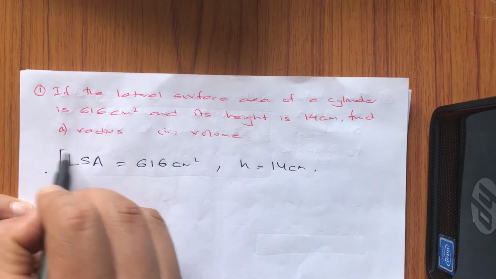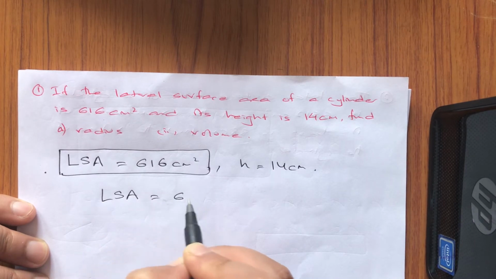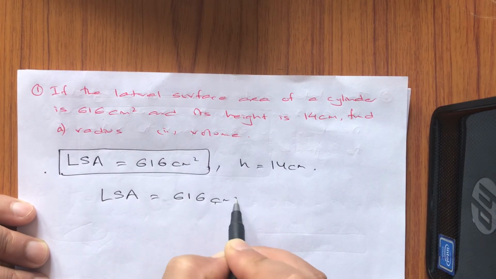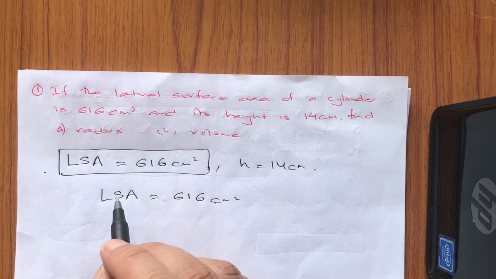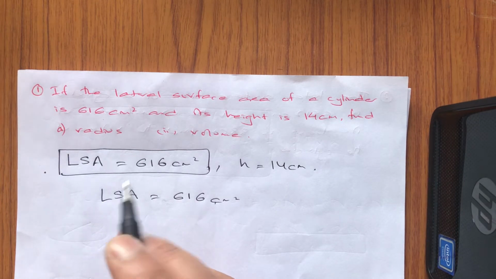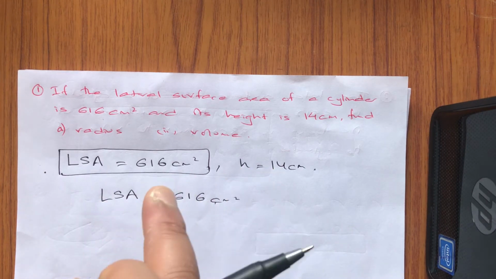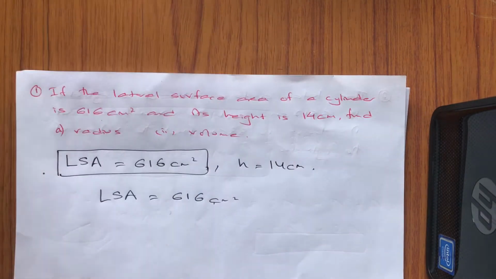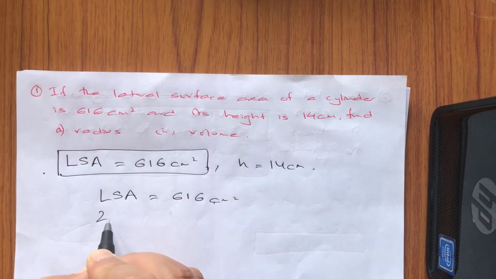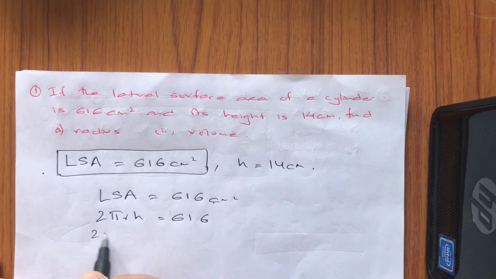So we will have to take the help of what has been given to us. It is already given in the question that LSA, that is curved surface area, is 616 centimeter square. Whatever is given, you will have to check and see what the formula of that particular thing is. If they give you curved surface area or lateral surface area, I'll have to write the formula of that. If they give you total surface area, you have to write the formula of that. So LSA has been given, and just now we said that the formula for it is 2πrh. So I write 2πrh equals 616, and then π, everyone knows, is 22 by 7.